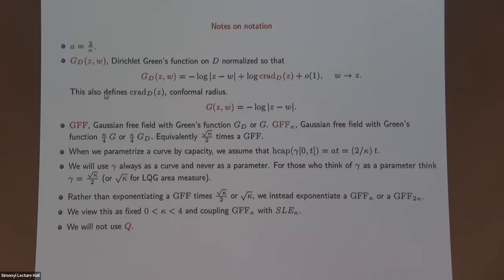Now, actually, when I talk about the GFF, I can have kappas much bigger than 4. The restriction to 0 less than kappa less than 4 comes mainly when we actually have to exponentiate the GFF. And for those people who like the parameter Q, you're not going to see that either. So I will have just kappa, or a, which is 2/kappa, and the Green's function. Okay.